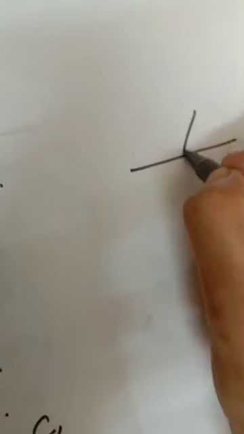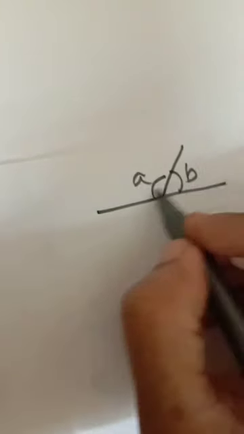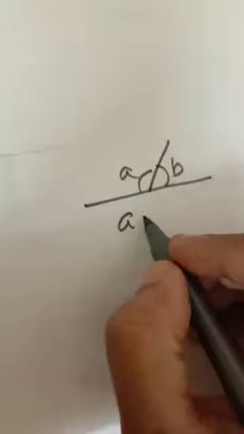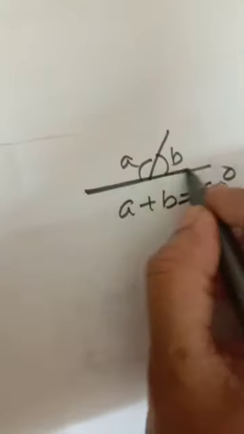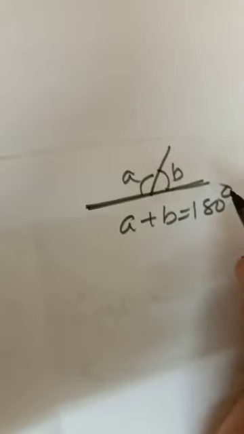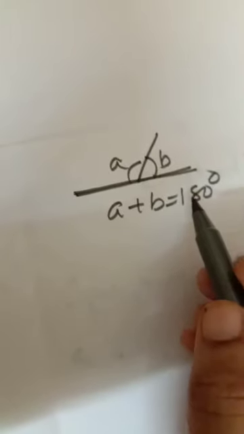Linear pair, I already told you, linear pair means two angles are forming in a straight line. Then you add these two angles, you will get 180 degrees. It is a straight line angle and these angles are called a linear pair. Okay, angles in a straight line.